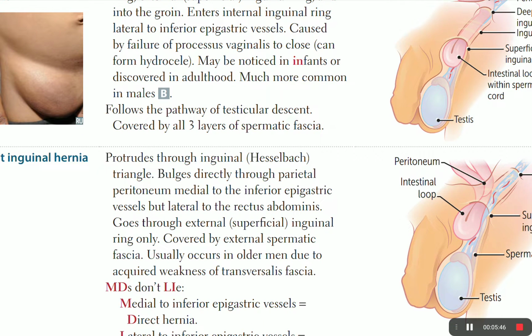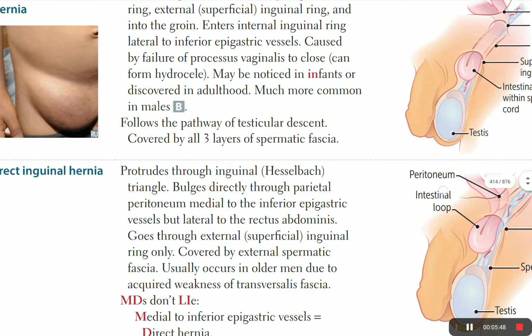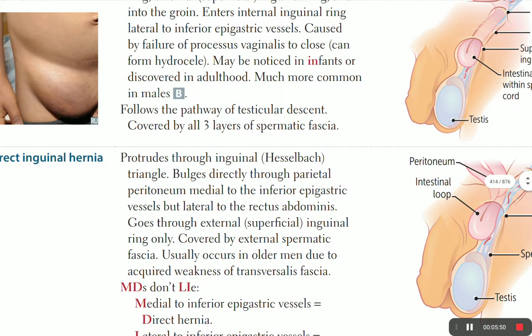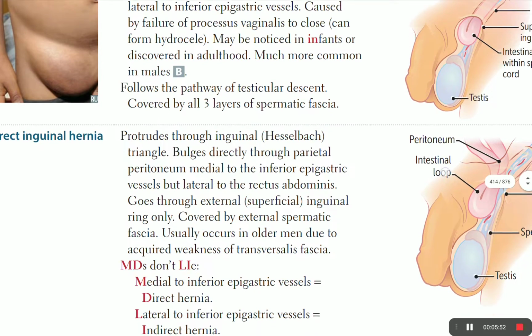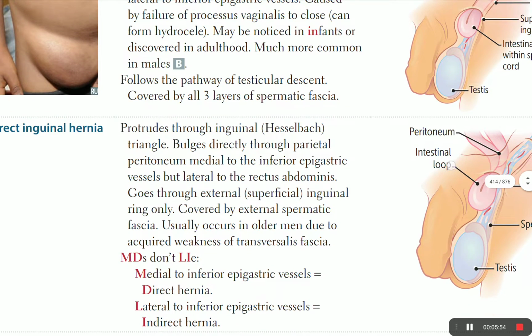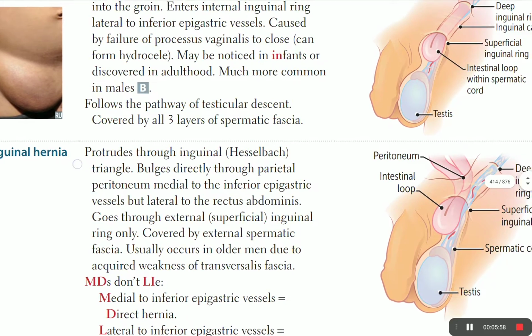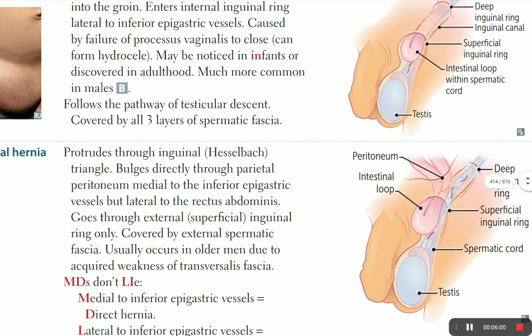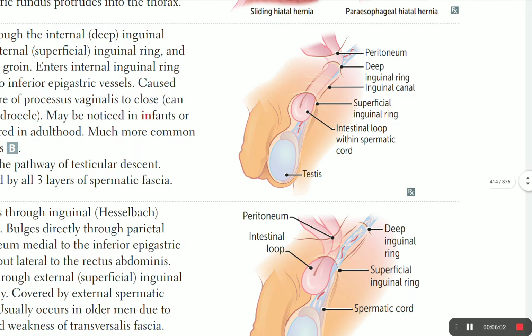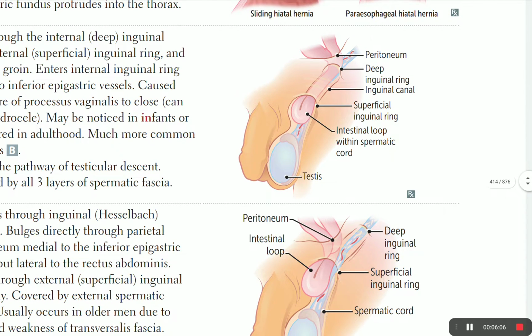May be noticed in the infants or discovered in adulthood, more common in male. Follows the pathway of testicular descent, covered by all 3 layers of spermatic fascia. Here, as we say, it just goes through the deep inguinal ring and the superficial inguinal ring, and sometimes goes down through the scrotum.